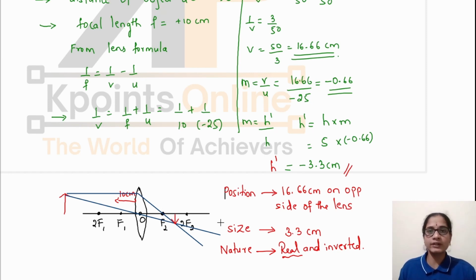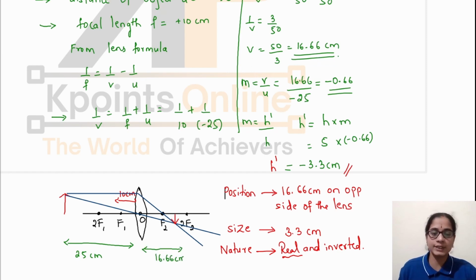And we can also indicate these quantities in the ray diagram. Yes, the object is placed at 25 centimeter from the lens and the image is formed at 16.66 centimeter from the optical center. And these are the two rays coming from the object. These are the refracted rays. And what is the height of this image formed? It is 3.3 centimeter. And this is 5 centimeter in height. This is how we will draw the ray diagram for the numeric. This is about the chapter light, reflection and refraction.